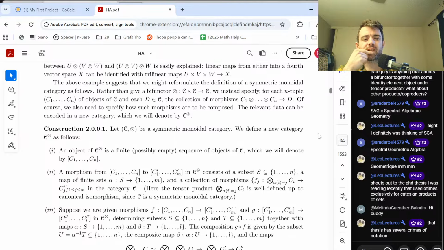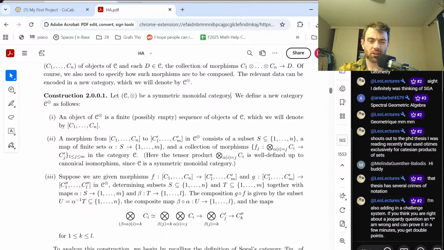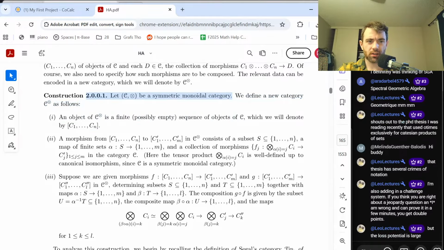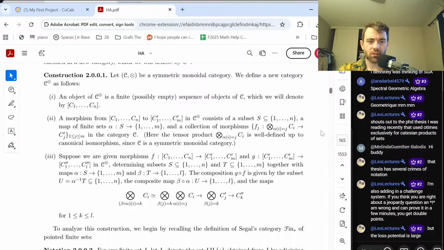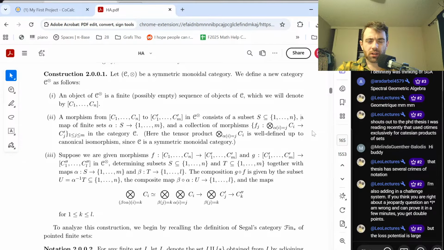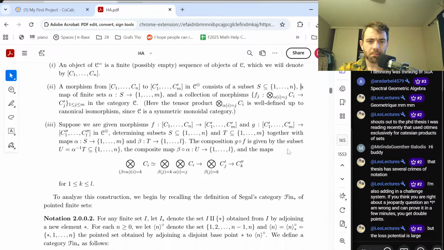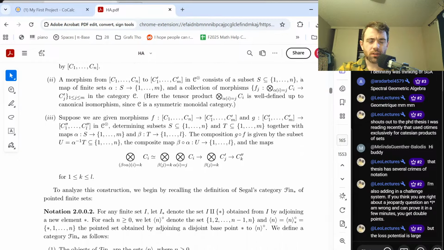Symmetric monoidal category. Oh, sorry. Okay, so we are assuming it's a symmetric monoidal category, and we're defining this new category. And I guess it should be equivalent, and then that's going to inspire the new definition. And then suppose we were given morphisms here and here.